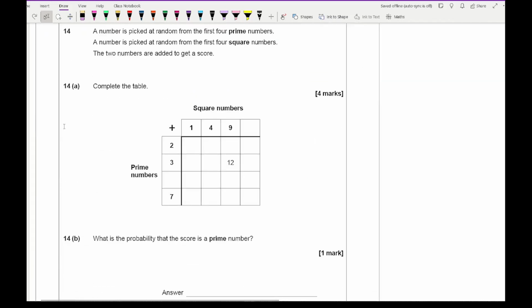Question 14, it says that a number is picked at random from the first 4 prime numbers. A number is picked at random from the first 4 square numbers. The 2 numbers are added to get a score. We need to complete the table. So here we've got 1 squared, 2 squared, 3 squared, 4 squared is 16. In terms of our first 4 prime numbers, we've got 2, 3, next prime number is 5. All we then need to do is simply complete our table.